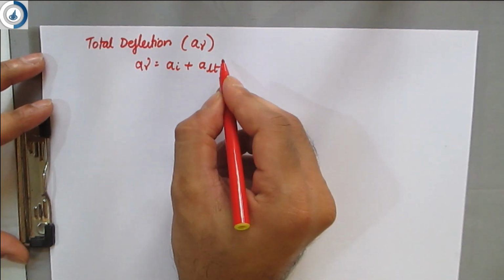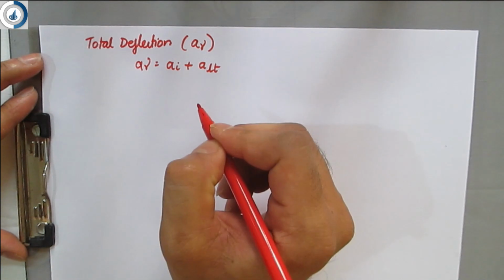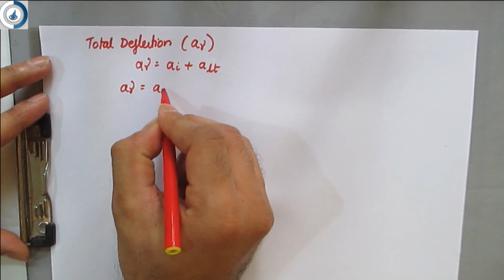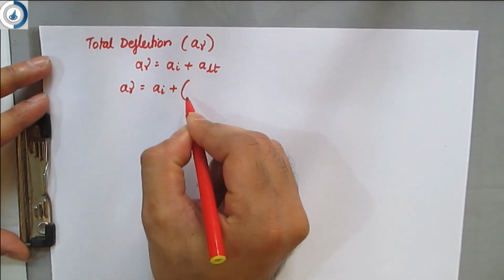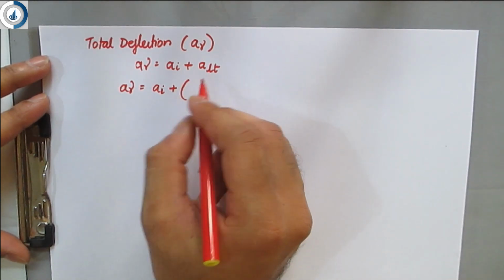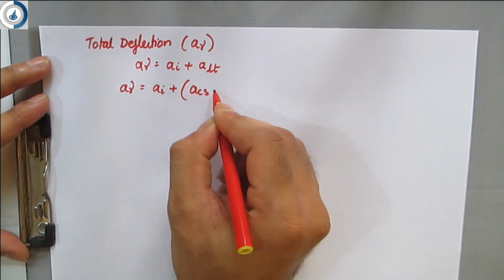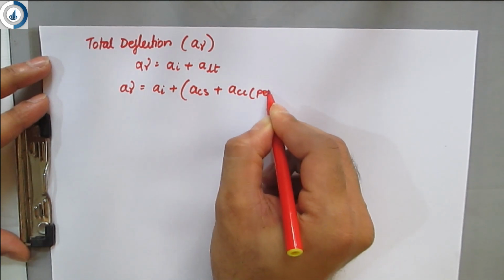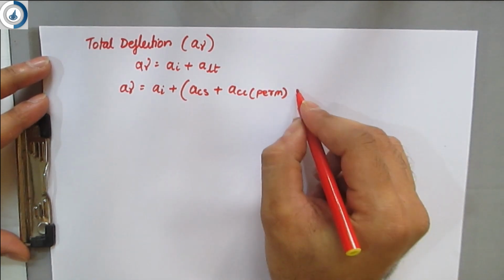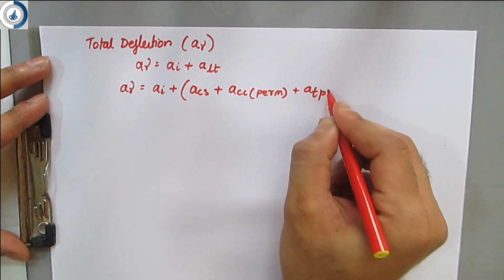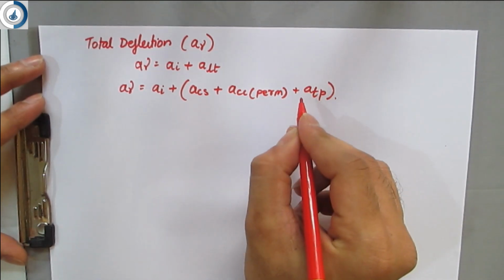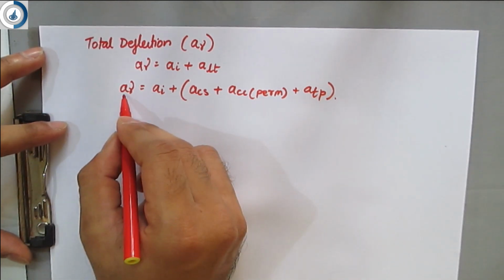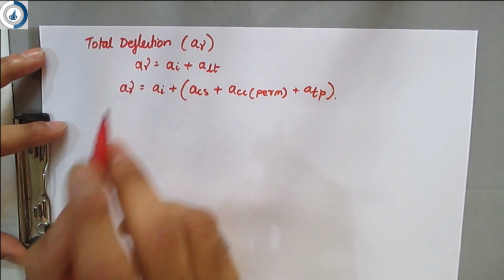In long-term deflection again there are various types of deflections. So we'll see what those are. A gamma equals AI, so this is only one type. In brackets I will write down the different types of deflection: ACS plus ACC permanent, then ATP. So these are the various types of long-term deflections, and we'll see one by one what is meant by these. A gamma is your total deflection.